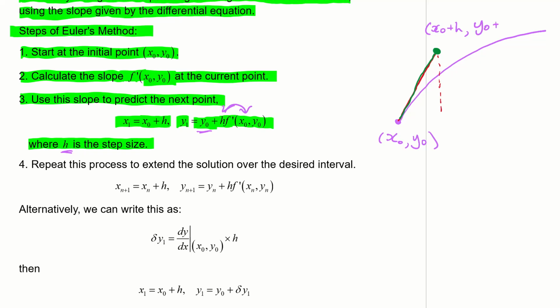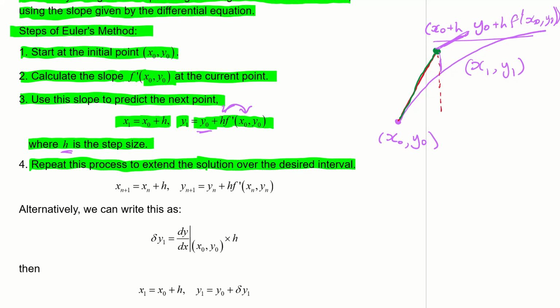So y0 plus h f of x0, y0, and we use this point now as our x1 and y1, and we repeat the process. So we would then take the gradient at this coordinate, where we are, and we would go off in this direction and so on. So repeat the process to extend the solution over the desired interval.